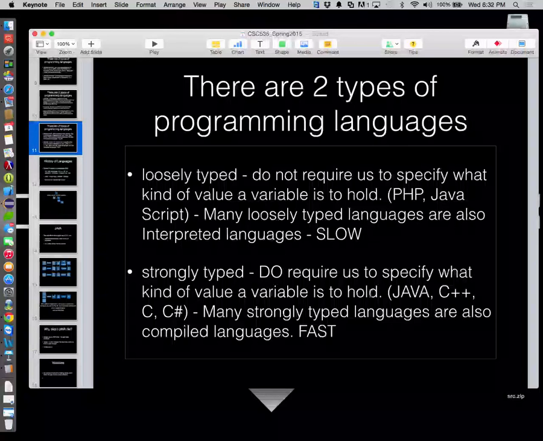Strongly typed, many strongly typed languages are also compiled languages. Compiled languages tend to be faster. Okay? Part of that reason is for a loosely typed language, at runtime there has to be this extra dude that's floating around called a type inference engine, which is a really fancy way of saying the guy who looks in the bucket to determine what's in there before you use the value.